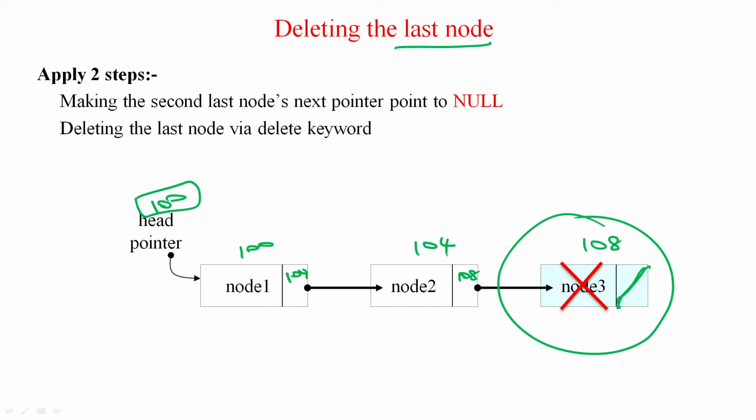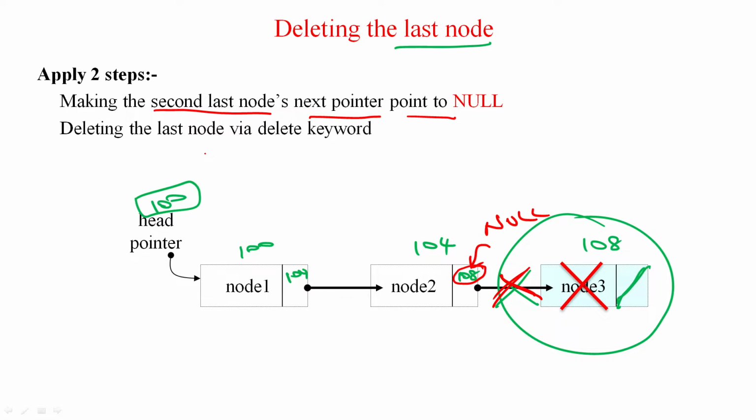So when you are deleting the last node, this link has to be broken. For that link to be broken, the address has to be updated. So we make the second last node's next pointer point to null. So this field has to be made null. If it is made null, automatically this link will be broken.